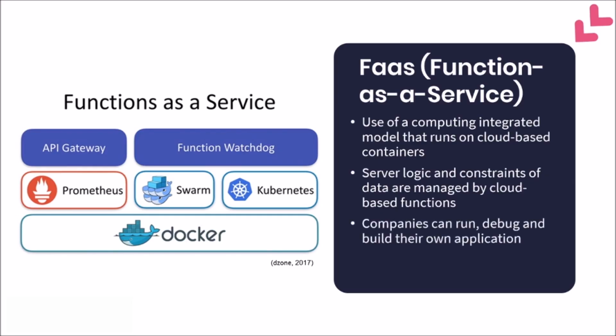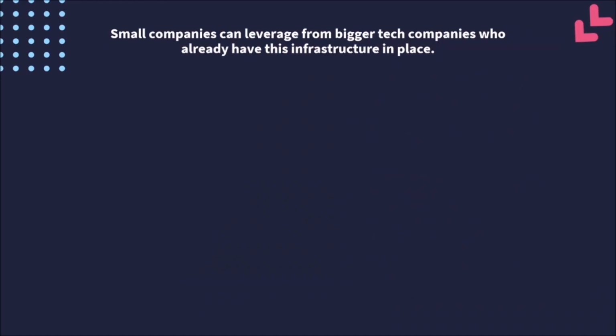Companies and individuals like developers who use function as a service can run, debug, and even build their own application to their own specification, just with the use of cloud functions. FaaS is mostly adopted by big tech companies like Amazon, AWS, Google, Microsoft, IBM, Oracle, etc. With FaaS cloud services, small companies can leverage bigger tech companies who already have this infrastructure in place.